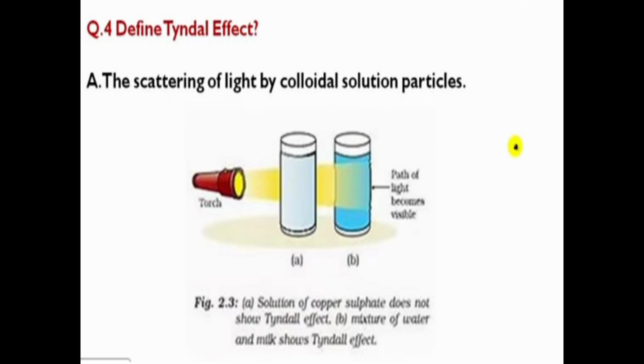Okay, so here the solution of copper sulfate does not show the Tyndall effect. A mixture of water and milk shows the Tyndall effect. As we can see, a torch is kept, and in figure A, in the first part, the solution of copper sulfate is kept in a container, and in the second container there is a mixture of water and milk. The copper sulfate solution does not show the Tyndall effect, while the mixture of water and milk does. Here we can see clearly that the path of light is visible.